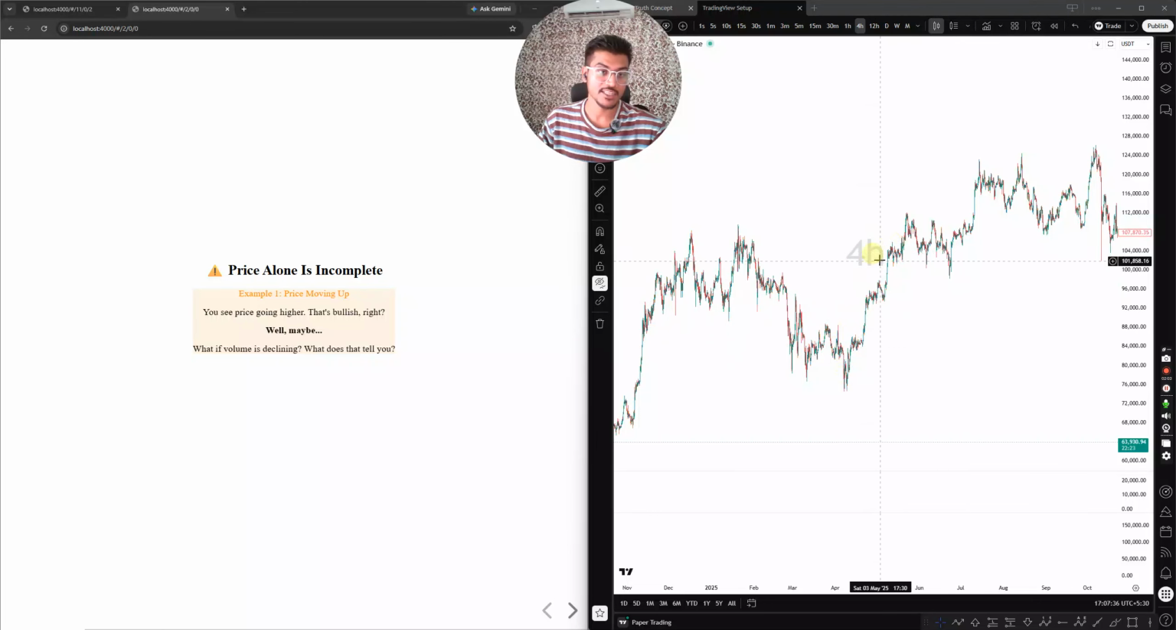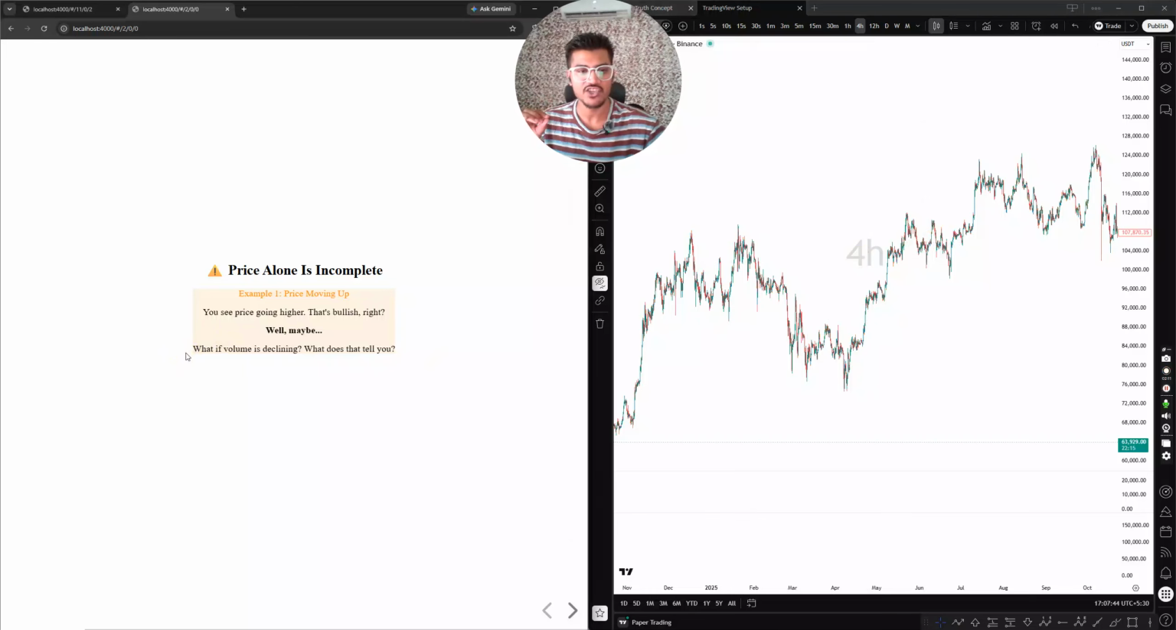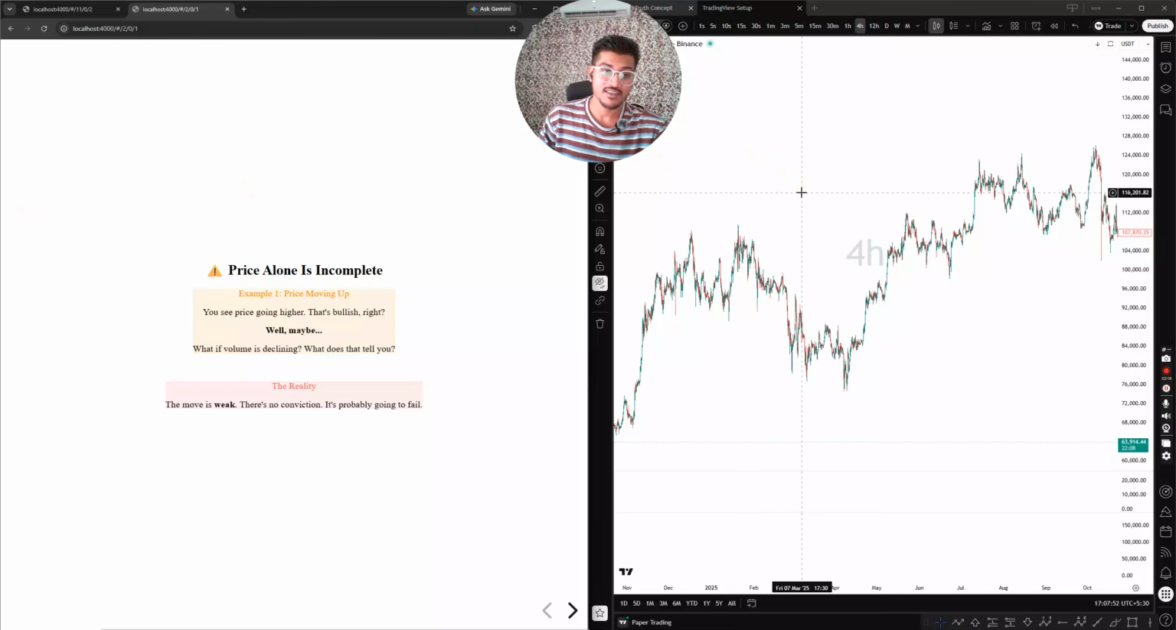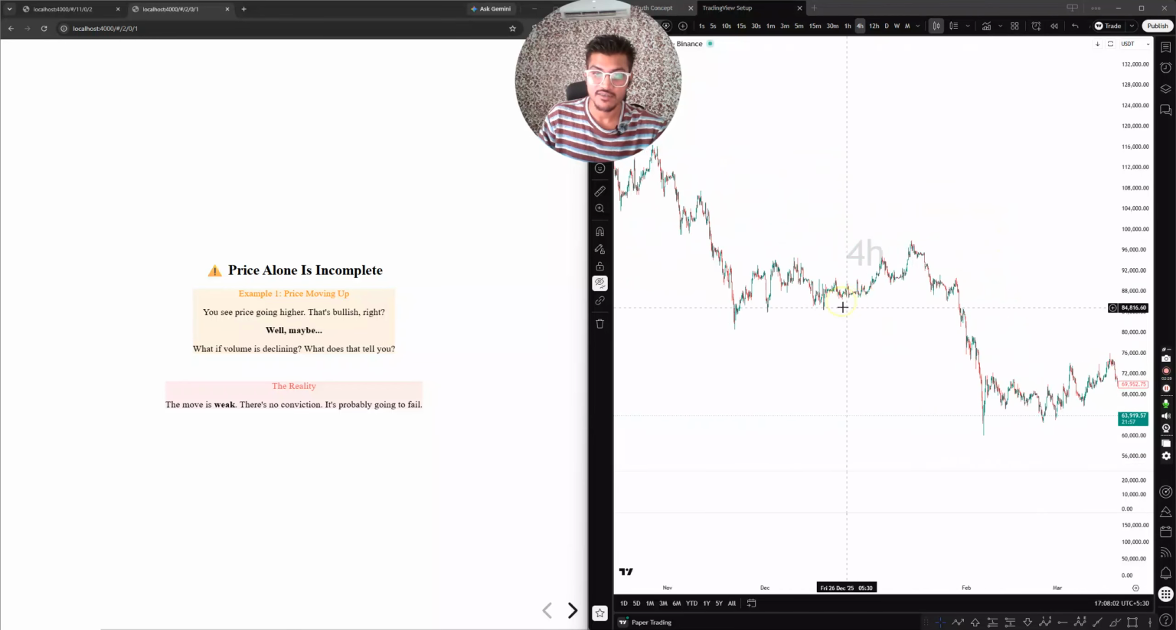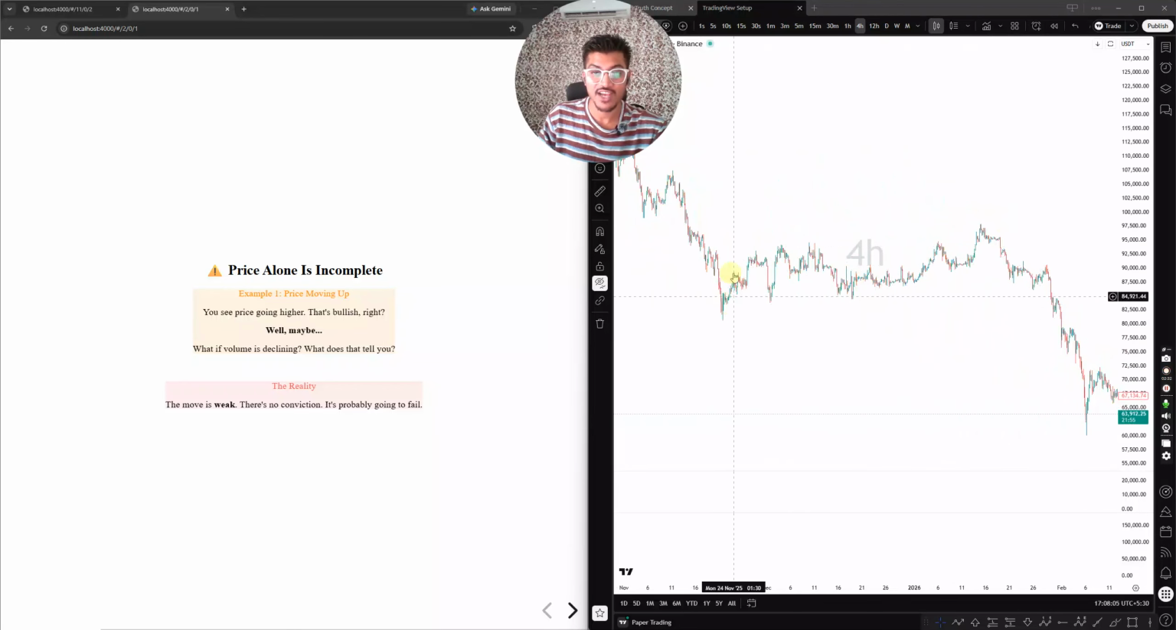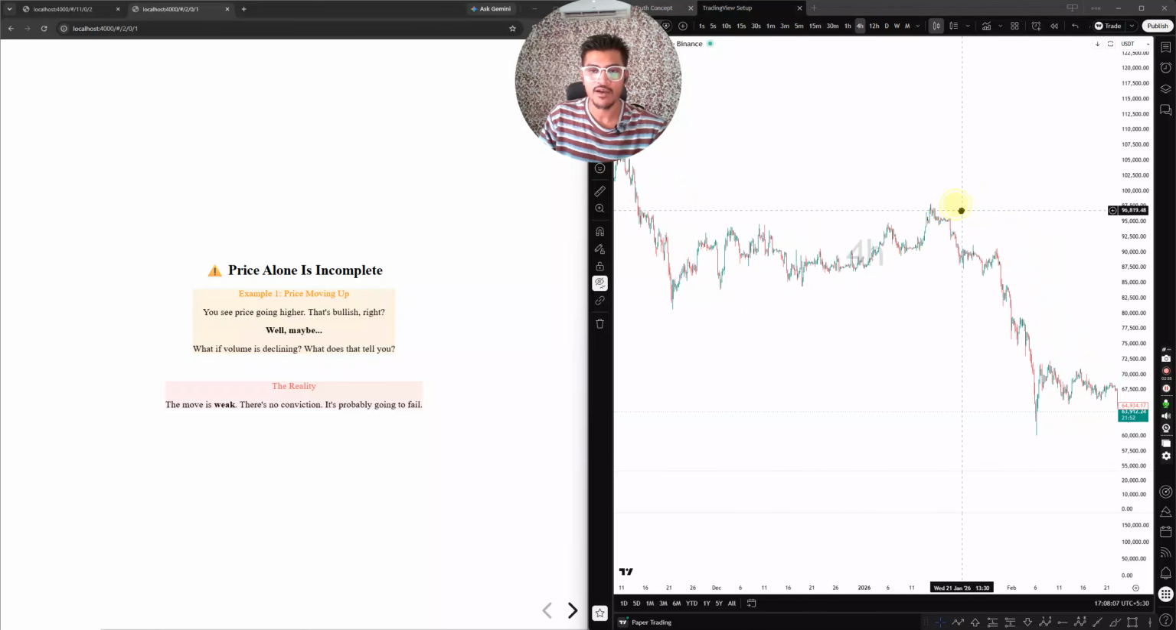Here's an example where price is moving up. You see prices going higher, that's bullish, right? Well, maybe, because what if volume is diminishing? What if volume is declining, and what does that tell you? The reality is that the move may be weak and there's no conviction. It's probably going to fail. For instance, in this case right here, the market is trying to go up, but did it really go up? No, it actually comes down.